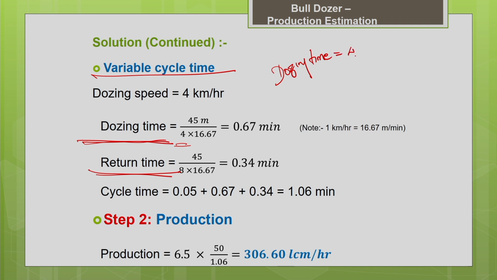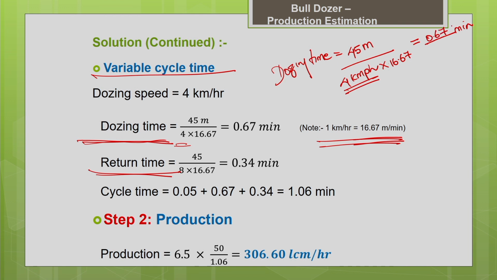So the distance is given as 45 meter and the speed is given as 4 km per hour. So let me convert this kilometer per hour into meter per minute. Okay, the conversion factor is 16.67. 1 km per hour is 16.67 meter per minute. So multiplied by 16.67, I will get the answer in minute. So it is nothing but 0.67 minute. Okay, you can simplify and get it.